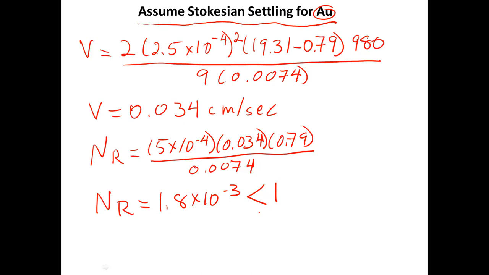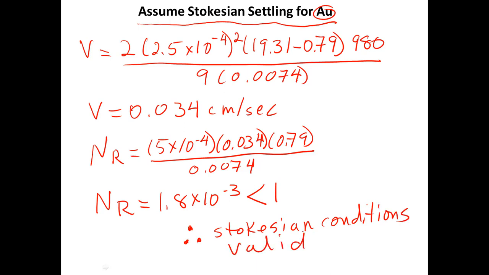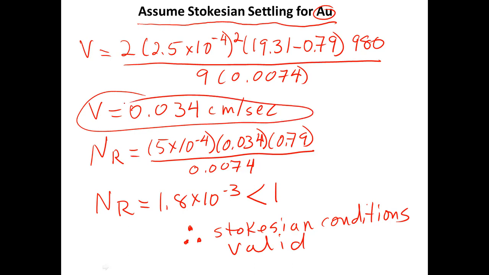If we do that, we find that the Reynolds number is equal to 1.8 times 10 to the minus 3, which is much less than 1. So therefore, we can say that Stokesian conditions are valid. And we can use 0.034 centimeter per second as our terminal settling velocity for gold.